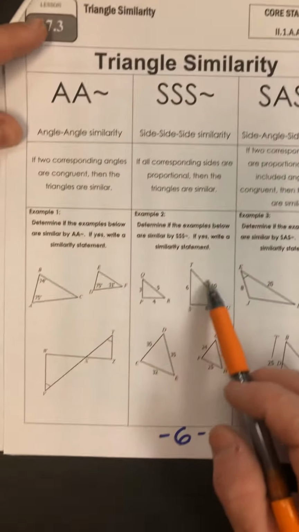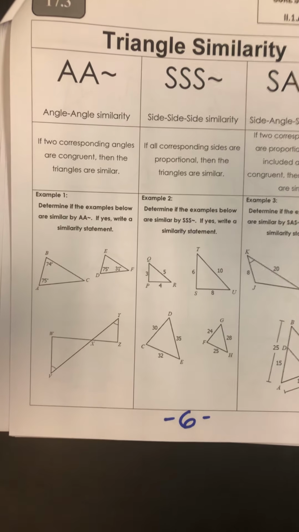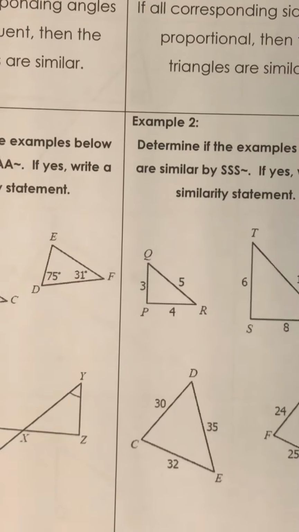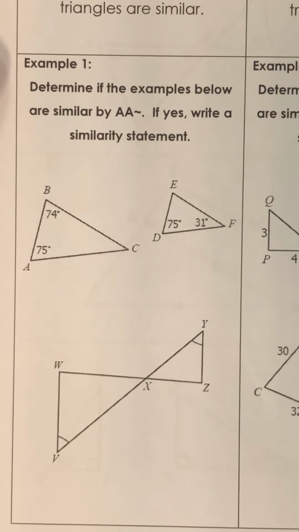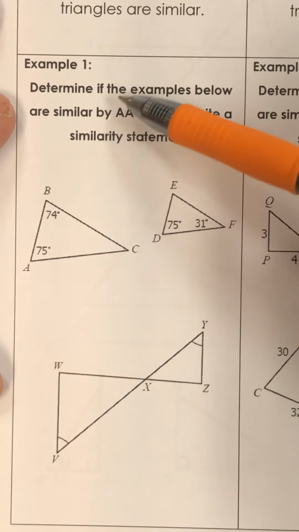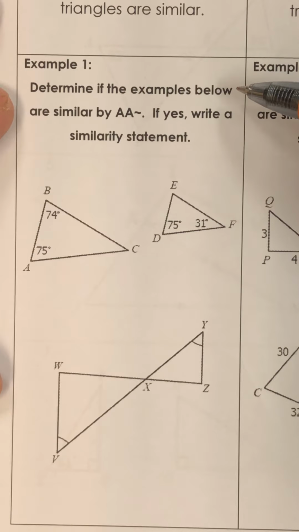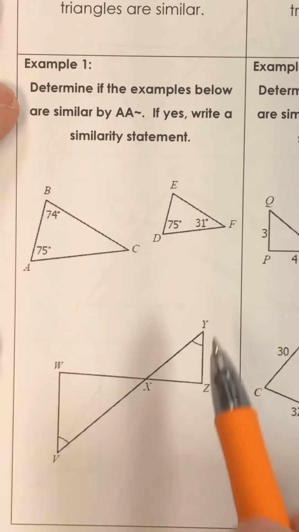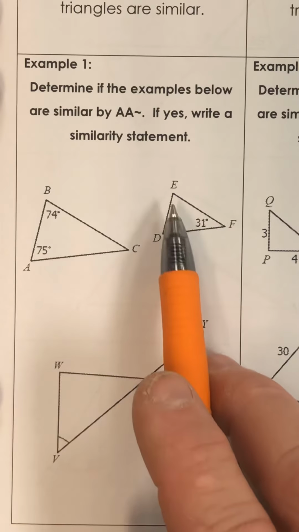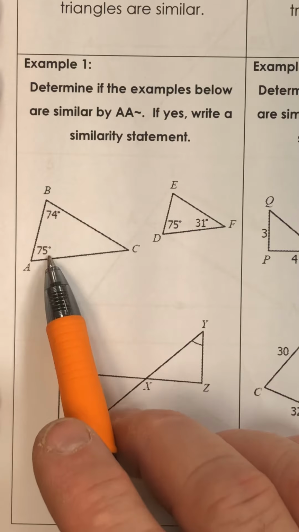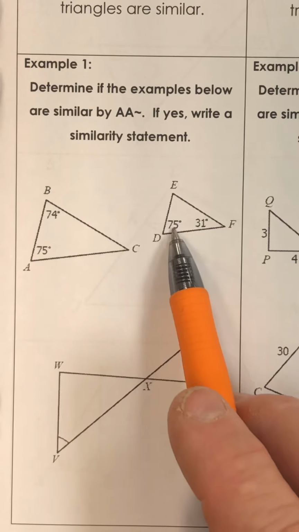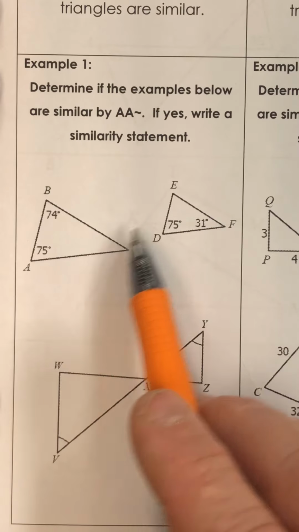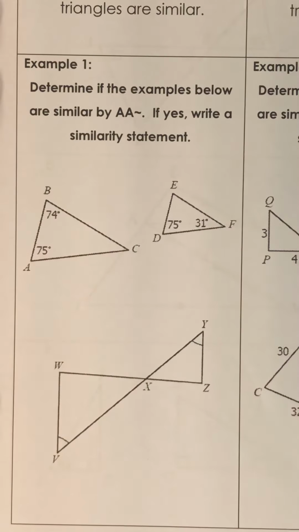So down here in example 1, it says determine if the examples below are similar by angle. If yes, we're going to write down the statement: triangle such and such similar to triangle such and such. So are these two triangles similar? Well, let's figure out the angles. This one's 75 and this one's 74. This one's 75 and this one's 31. So let's figure out the third angle in both of those and see if we can have a match.